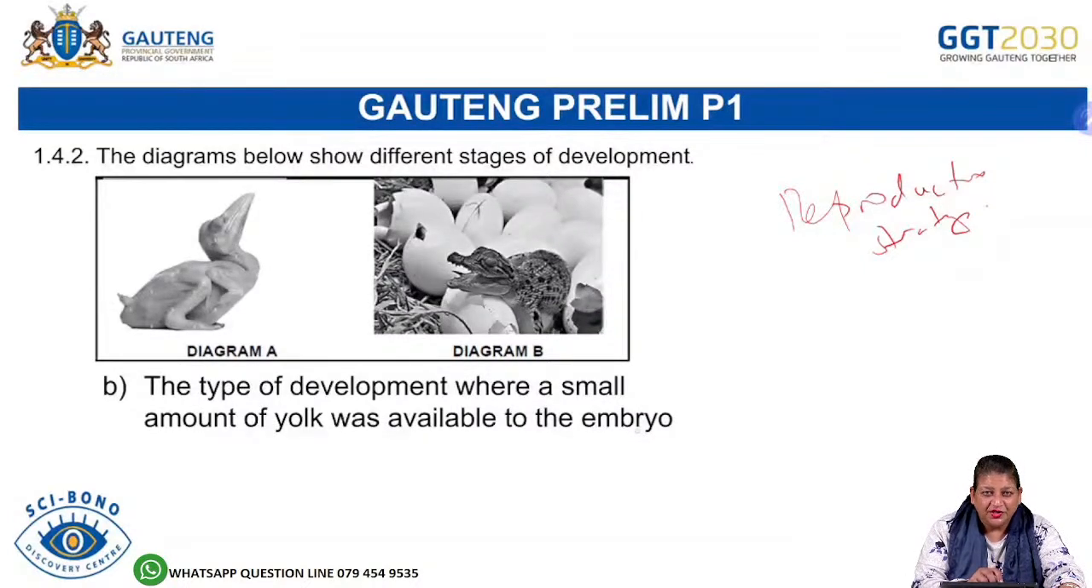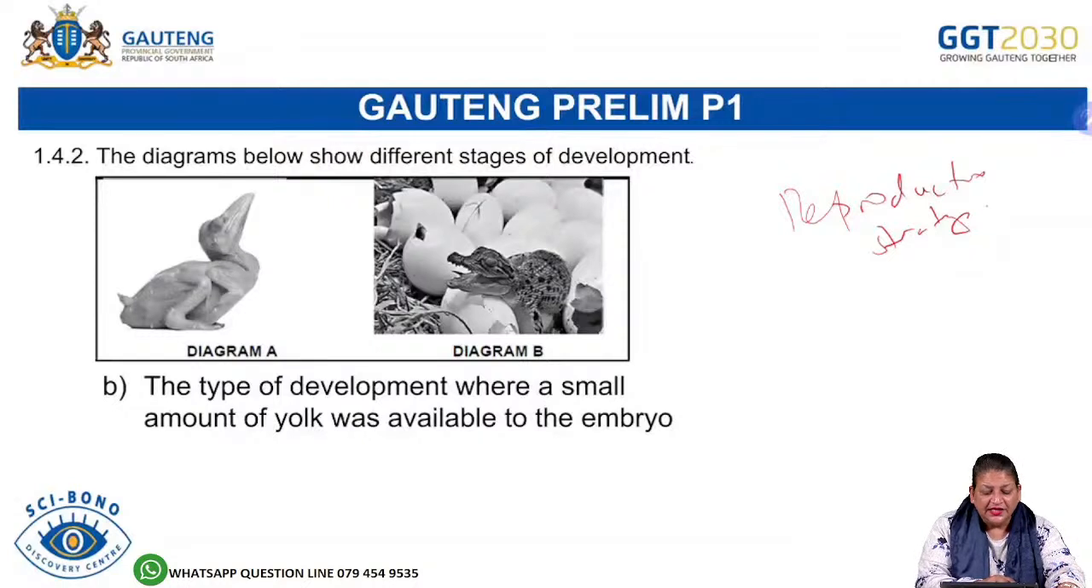So the type of development where a small amount of yolk was available to the embryo. Remember the question previous to this is which diagram, A or B, shows you altricial development. Now what is altricial? When the eyes are closed, then they said no. Even the crocodile's eyes were closed. No feathers. Crocodiles don't have feathers, but you can see they have a skin. This relates to A. There's no feathers. Eyes are closed. Unable to move. Completely dependent on the parent for its food. So that is A. That was altricial.